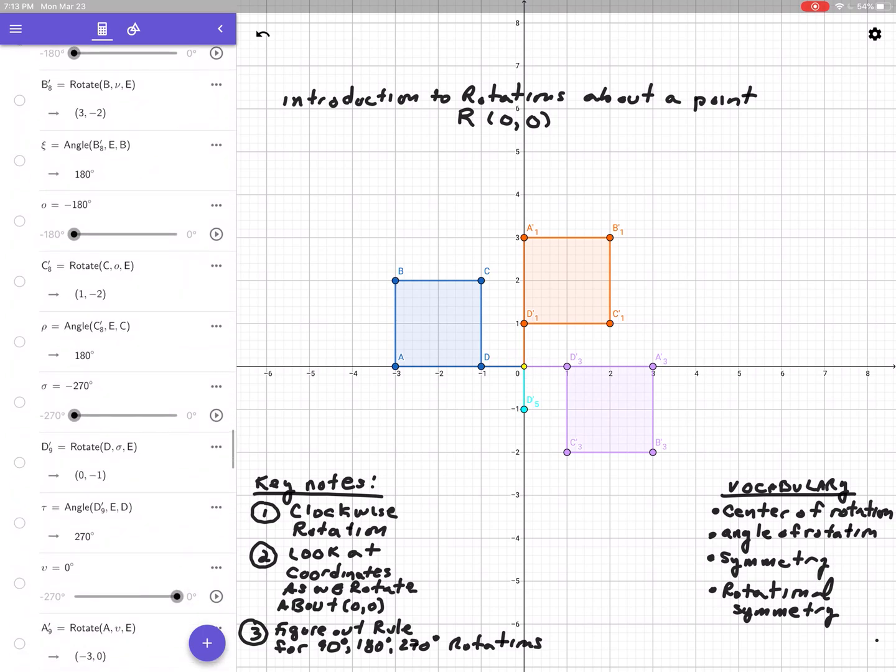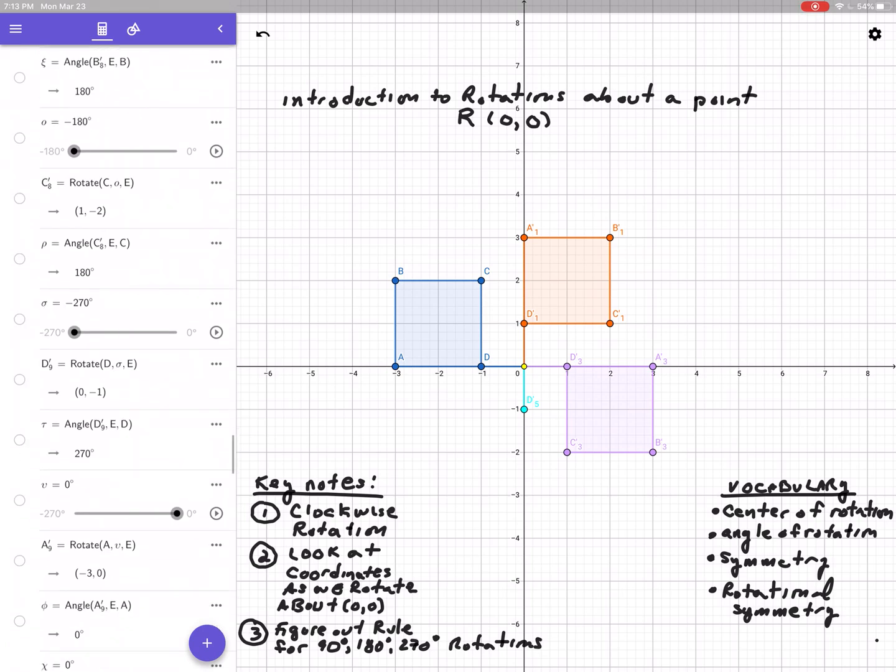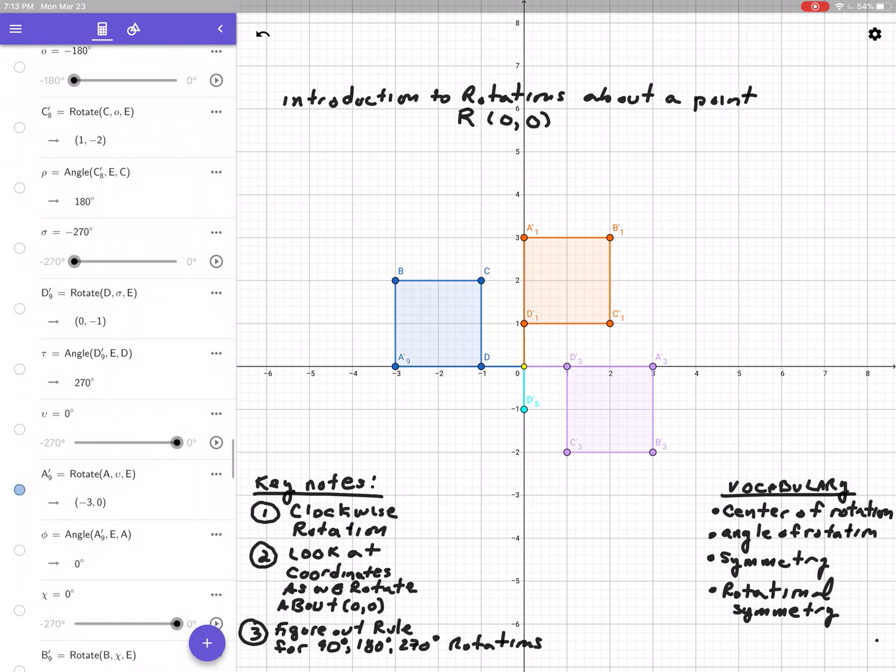So boom, boom, and there is D prime 5, or D5 prime. Okay, you know which one to do next, right? We're going to do A. So boom, boom, and rotate. And you can see that we're still doing 270.